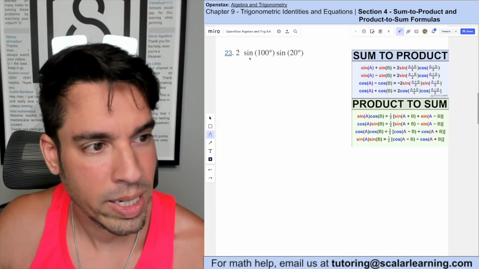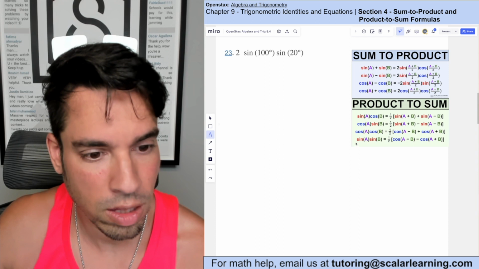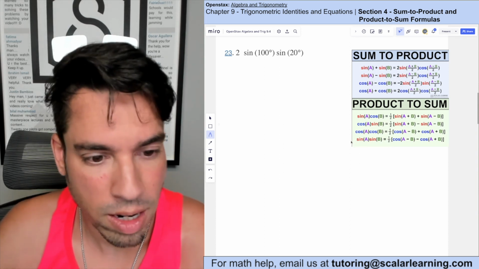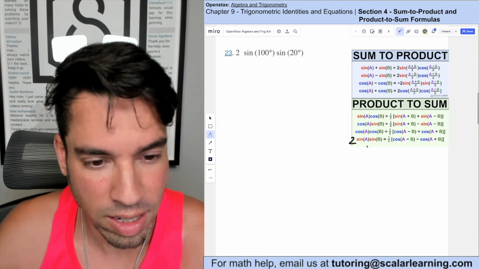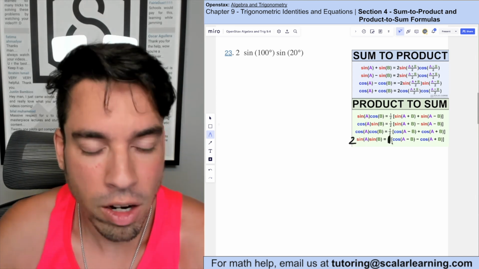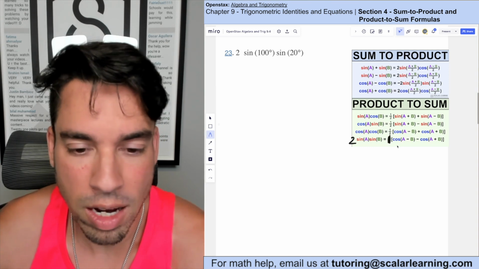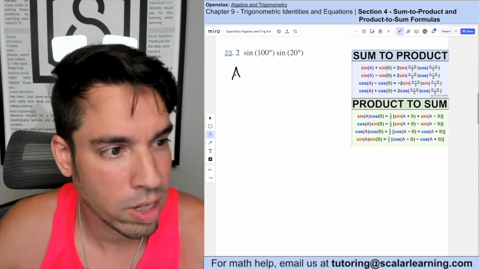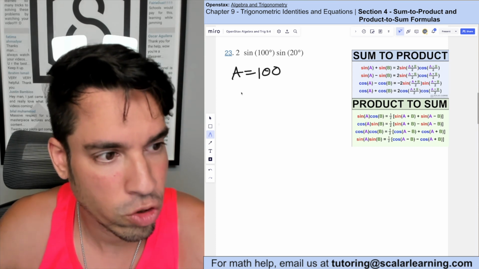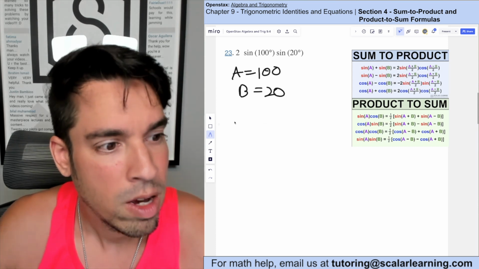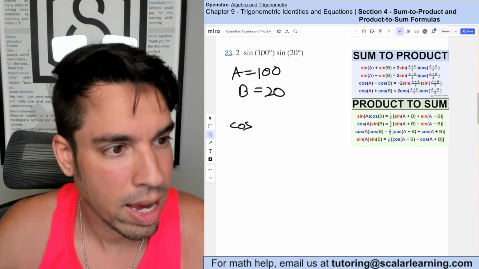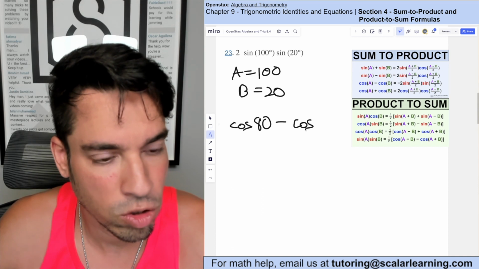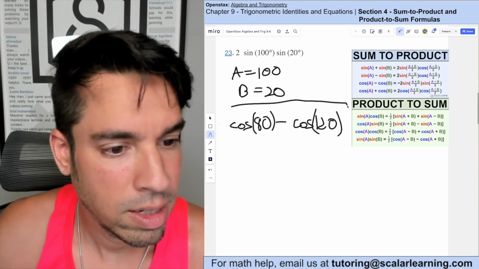Boom, done. So we got sine sine here, so that looks like this. So I'm going to use this formula. And by the way, if I multiply both sides by 2, I'm actually going to get 2 sine A sine B, which means it's the same thing as this. I just don't need that 1/2. So it's going to be cosine of A minus B minus cosine of A plus B. So let's write that out. First, A is that first thing, which is 100. B is the second one, which is 20. So then it's cosine of A minus B, which is 80, minus cosine of the sum of these two, which is 120. And that's it. That's how you do it.